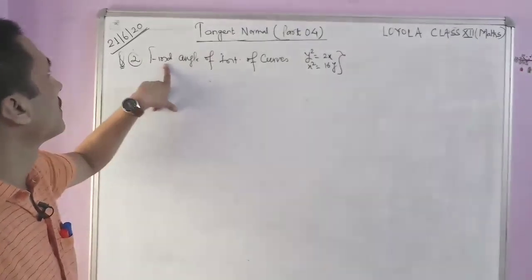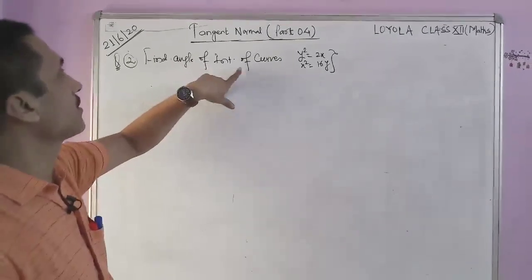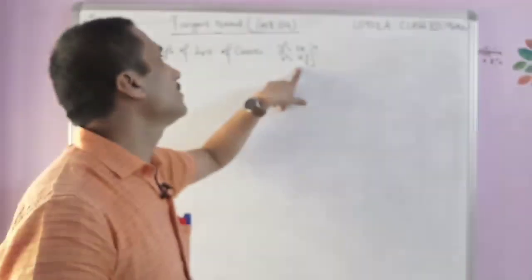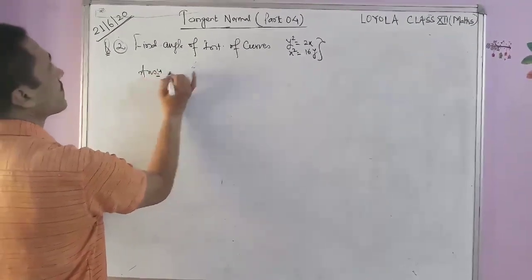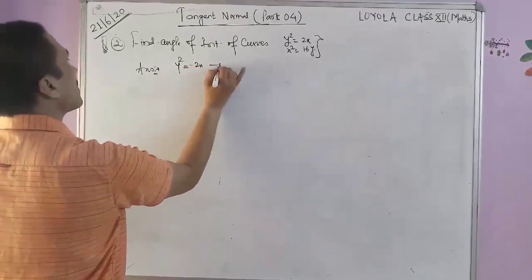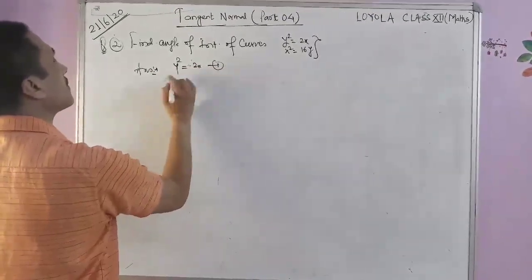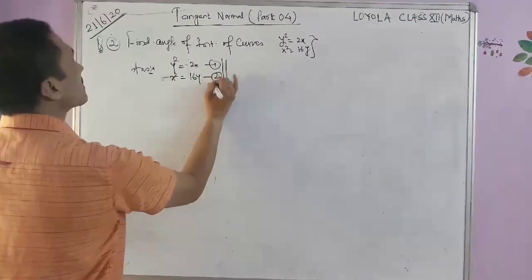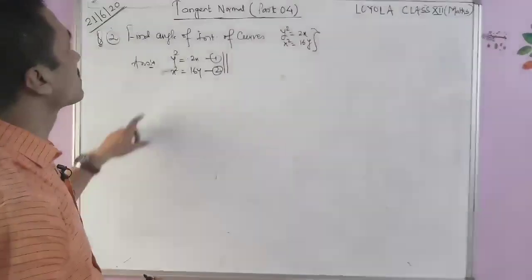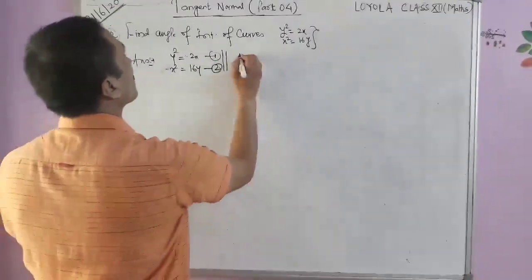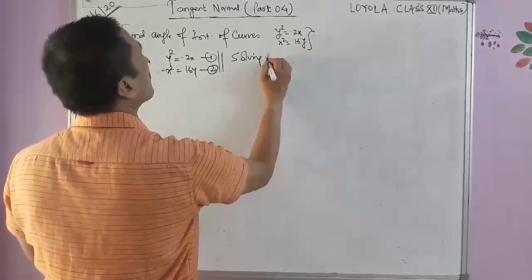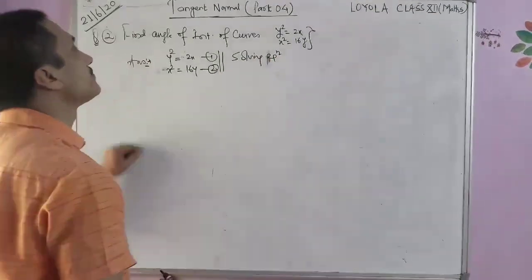Next question is: find the angle of intersection of the curves y square equal to 2x and x square equal to 16y. Like the first question, first we solve these two equations for their point of intersection.